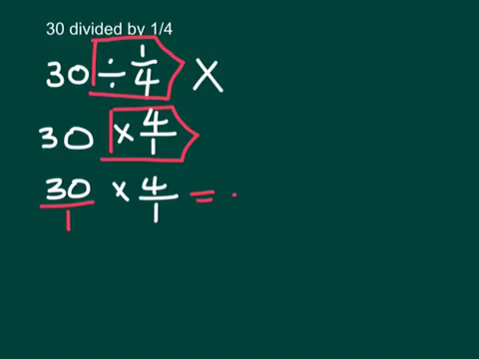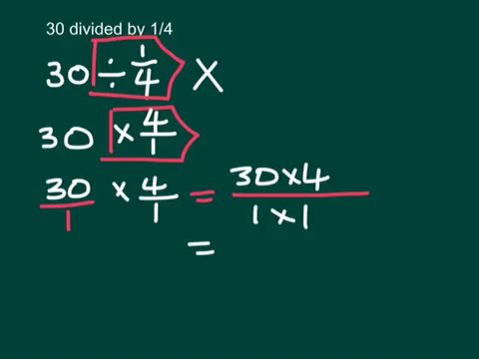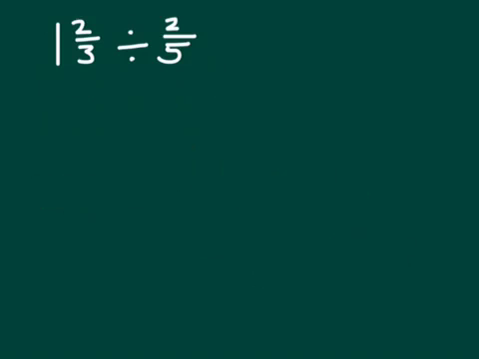And then when we multiply, don't forget we multiply the numerators together, 30 times 4. We multiply the denominators together, 1 times 1. We check to see if there are any common highest factors so I can simplify that problem. There doesn't appear to be. 30 times 4 is 120 over 1 times 1, which is 1. So the answer will be 120.